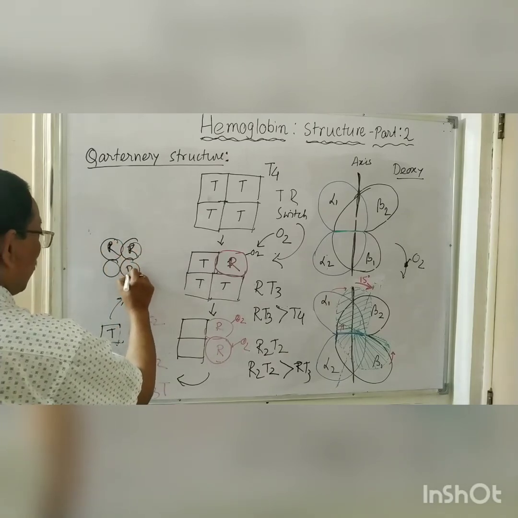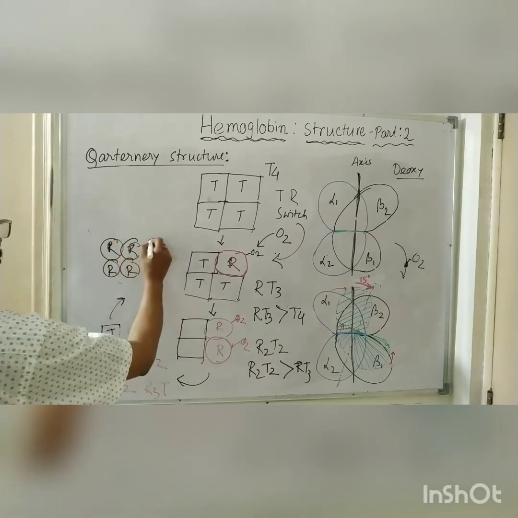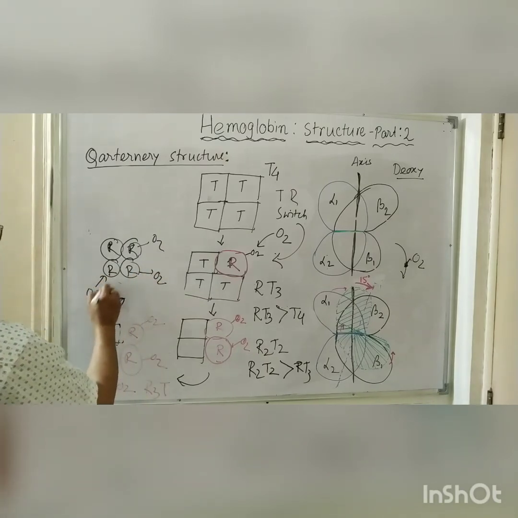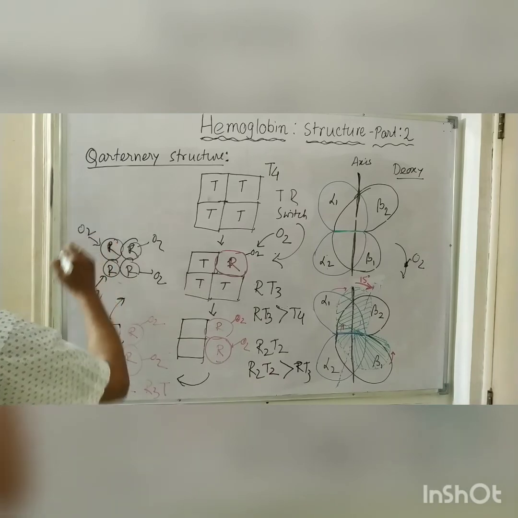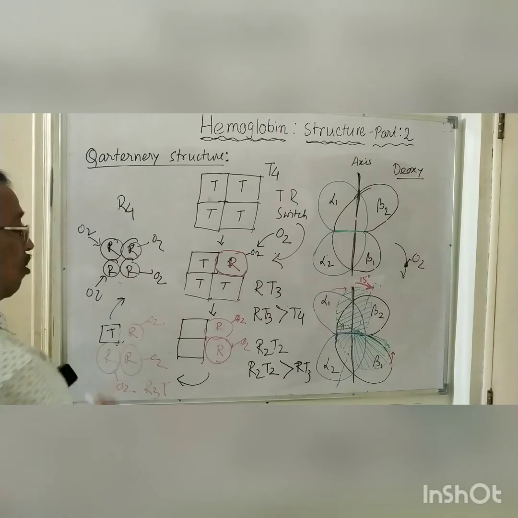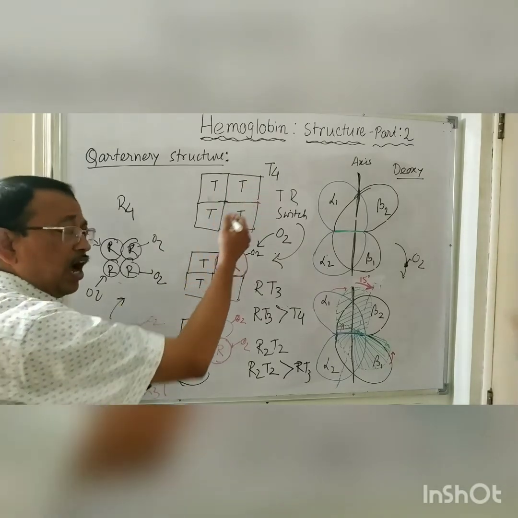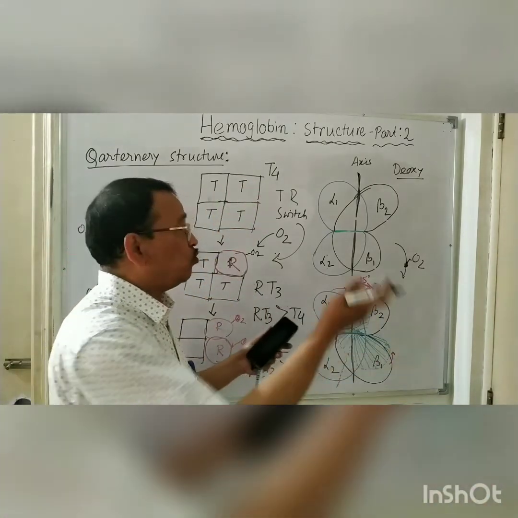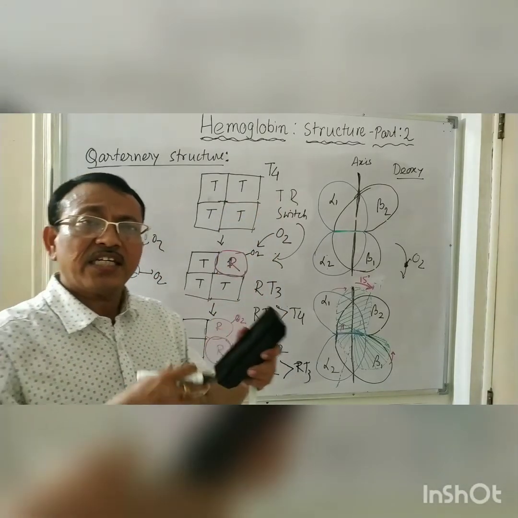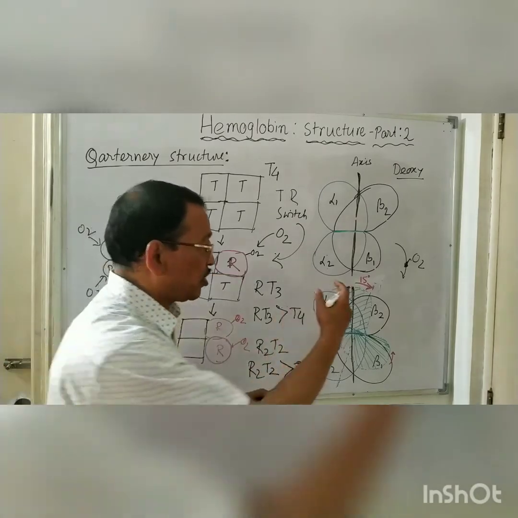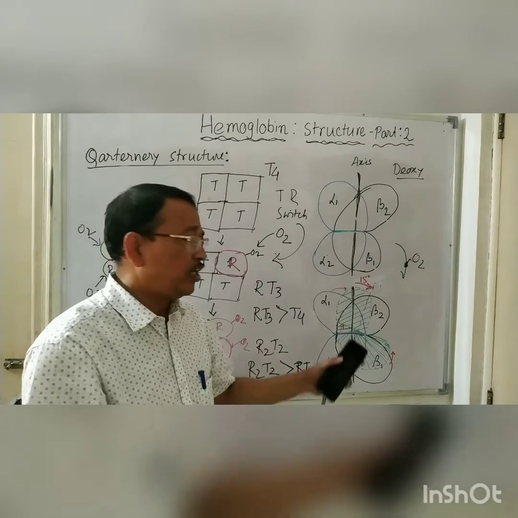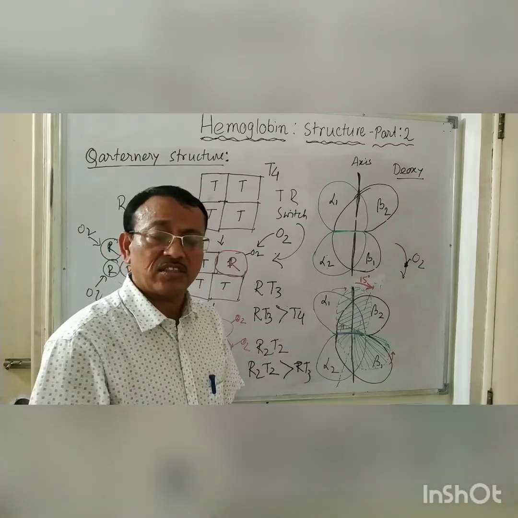All T form of the hemoglobin will be now converted into R form, and thereby R4 will be formed. So in this way, as binding of the oxygen with one molecule of the hemoglobin unit, they initiate some configurational change because of the movement of the alpha 1 and the beta 1 dimer, a 15-degree rotation from the main axis.